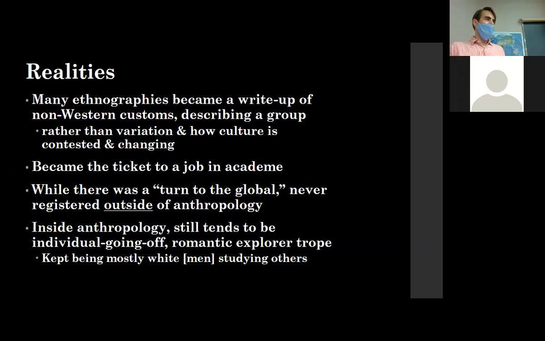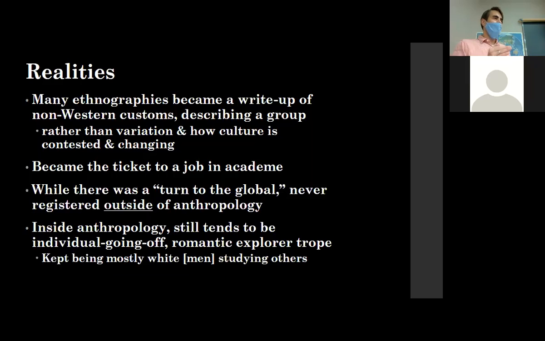It is true that the field did become less male heavy over time, but it was still this sort of white male ideal, the white man going off to study the exotic other. Those were the people who continued to be attracted to anthropology and probably continued to be able to pay for anthropology or be able to be in graduate school. Other people had to make money. And so the field didn't diversify that much.